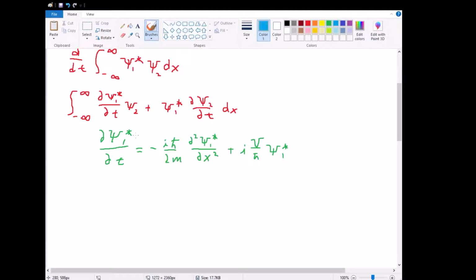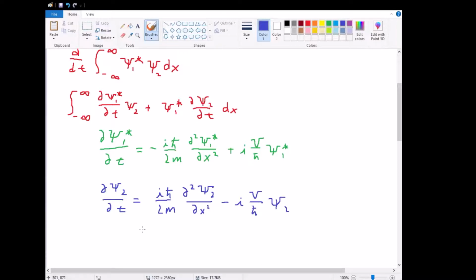For the other one, which let's write in dark purple, the partial of psi 2, which is not a complex conjugate, with respect to time is going to be equal to the same thing but with all of our imaginary signs reversed. So positive i h bar over 2m this time instead of negative, times the second partial of psi 2 with respect to x squared, subtracted by i times our potential V over h bar times psi 2.